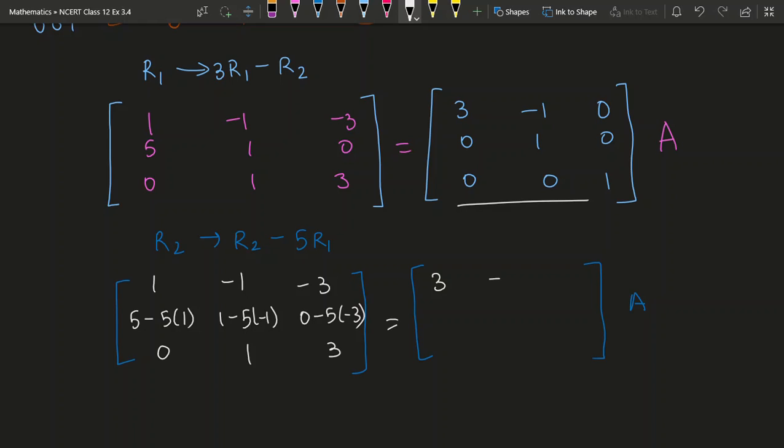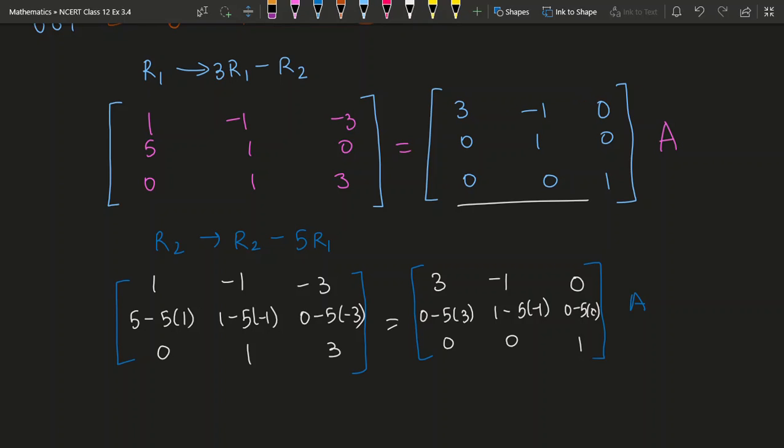So the first and the third row remain the same, they are not changed. And here in the second row, you do row 2: 0 minus 5 times 3, 1 minus 5 times -1, and 0 minus 5 times 0. And so you compute these numbers that you have found out.